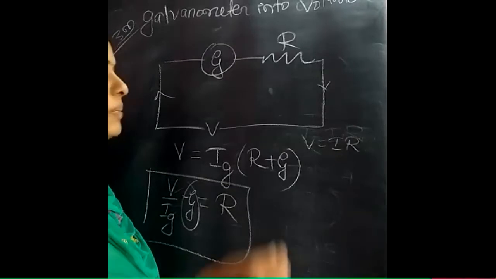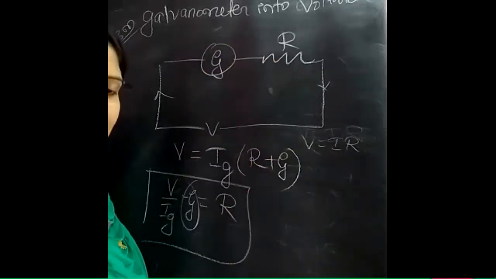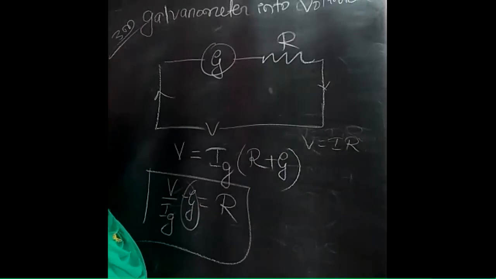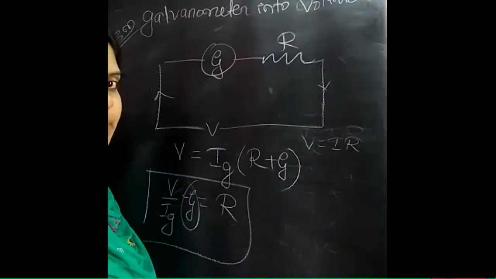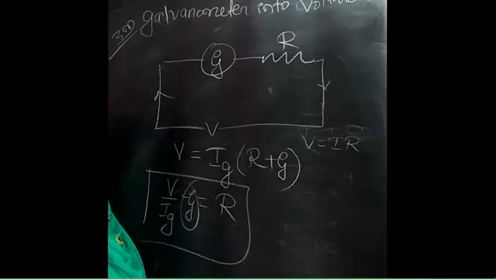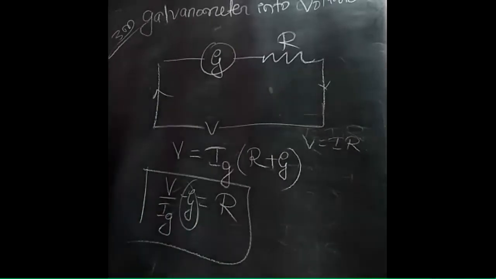So when you come for the practical, you will get to know how the galvanometer resistance and all will be there. It will be written on the device, or you can calculate it by using a multimeter also. So this is the conversion of a galvanometer into a voltmeter. If you have any doubt, you can ask.